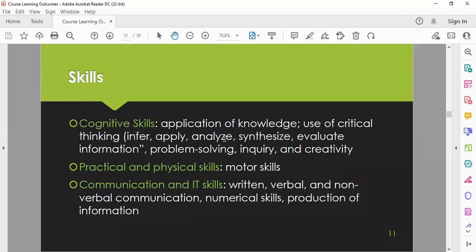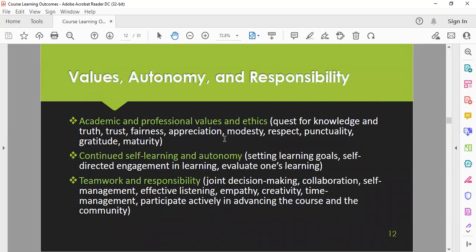Numerical skills, this might be there in a course like research methods. Production of information, also when students try to write some research or infer findings based on research, simple research tasks. So they are producing information and producing knowledge. So these are cognitive skills.